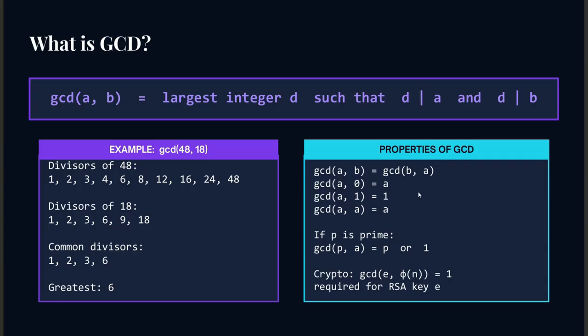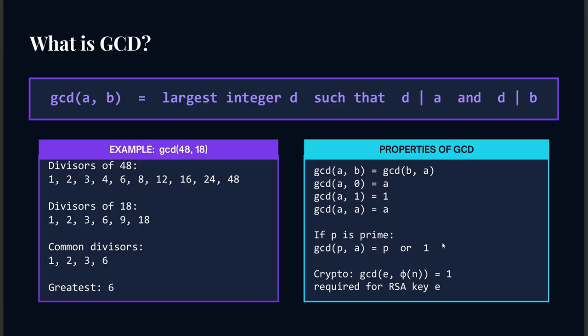First one is GCD of a comma b equal to GCD of b comma a. The order doesn't matter. Second, GCD of a comma 0 equal to a, because every number divides 0. GCD of a comma 1 equal to 1, since 1 shares no greater divisor with any number.